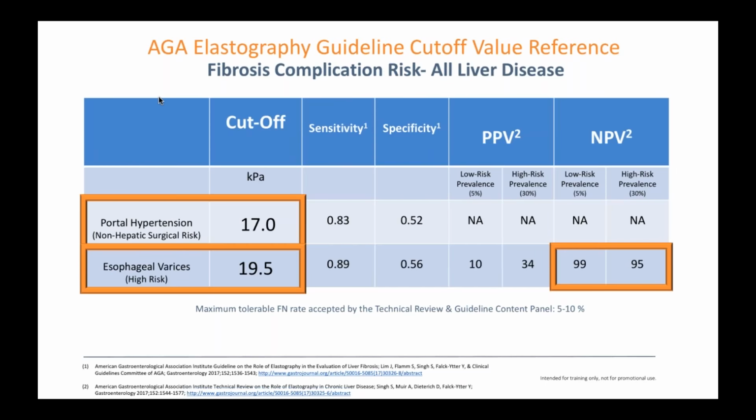Finally, they issued two threshold values that never previously existed. They issued a threshold value for portal hypertension, non-hepatic surgical risk at 17 kilopascals, and they also issued an esophageal varices risk threshold of 19.5. And for the varices threshold, you can again see what the negative predictive value is. You will note that they didn't state negative predictive value on the portal hypertension line because there wasn't enough disease prevalence information to make that calculation.